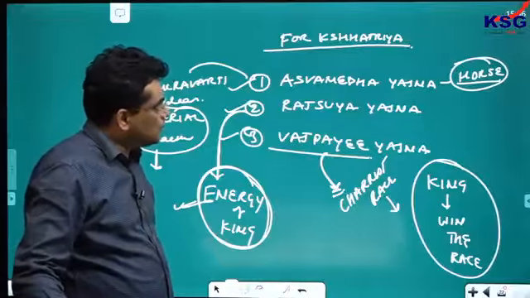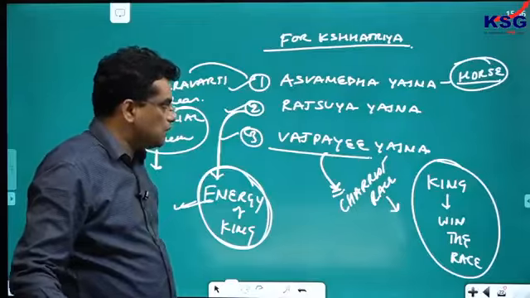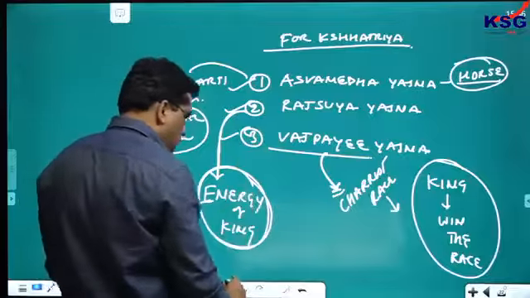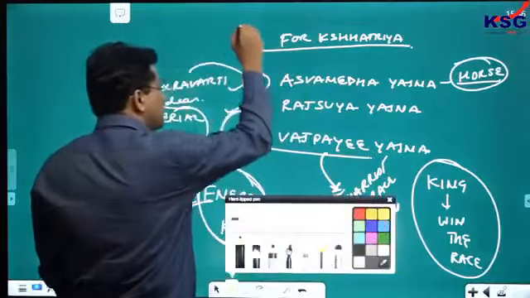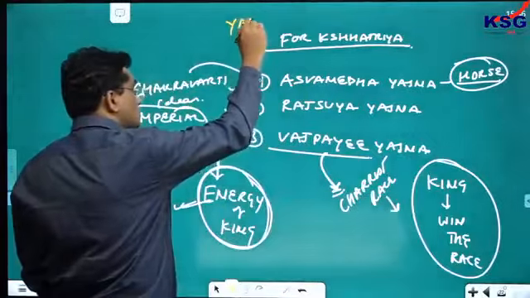So there were 3 yajnas prescribed for Kshatriyas. These are all described in the Yajurveda.